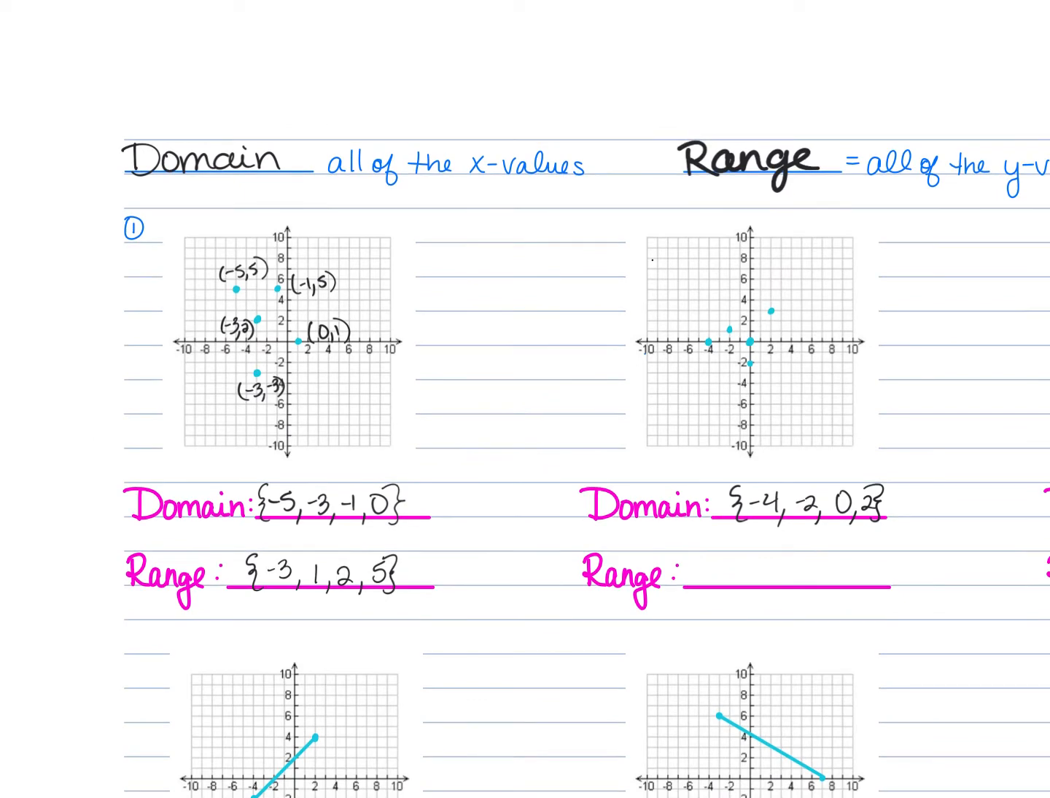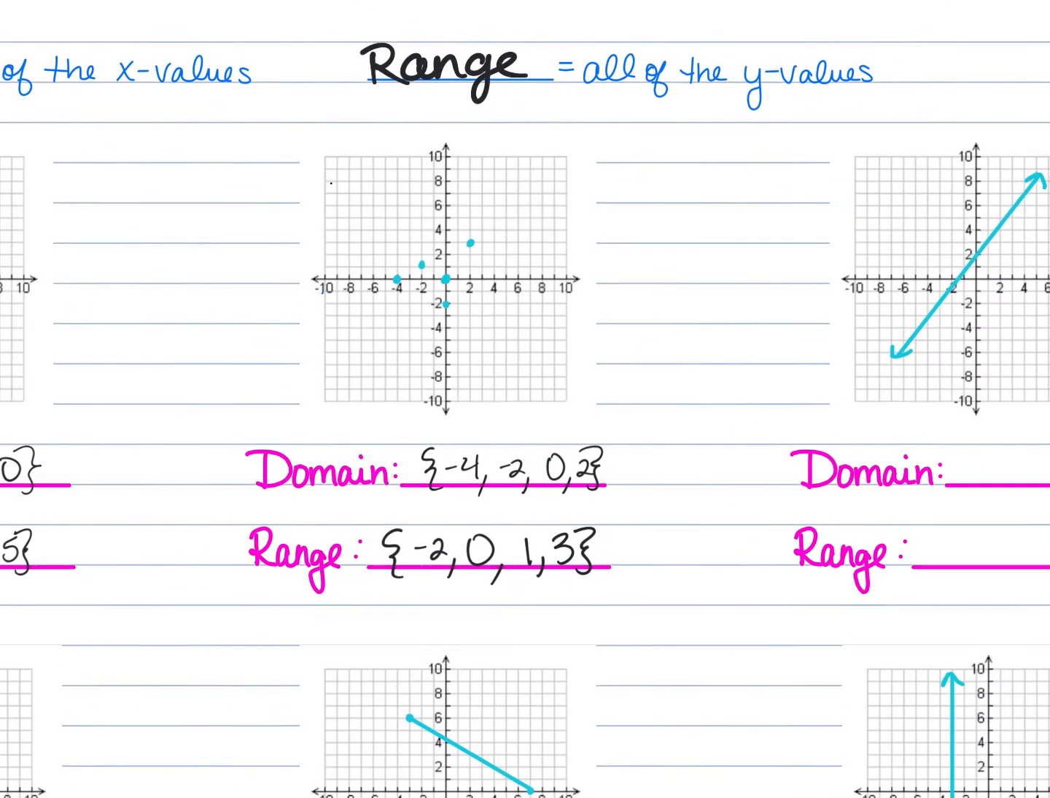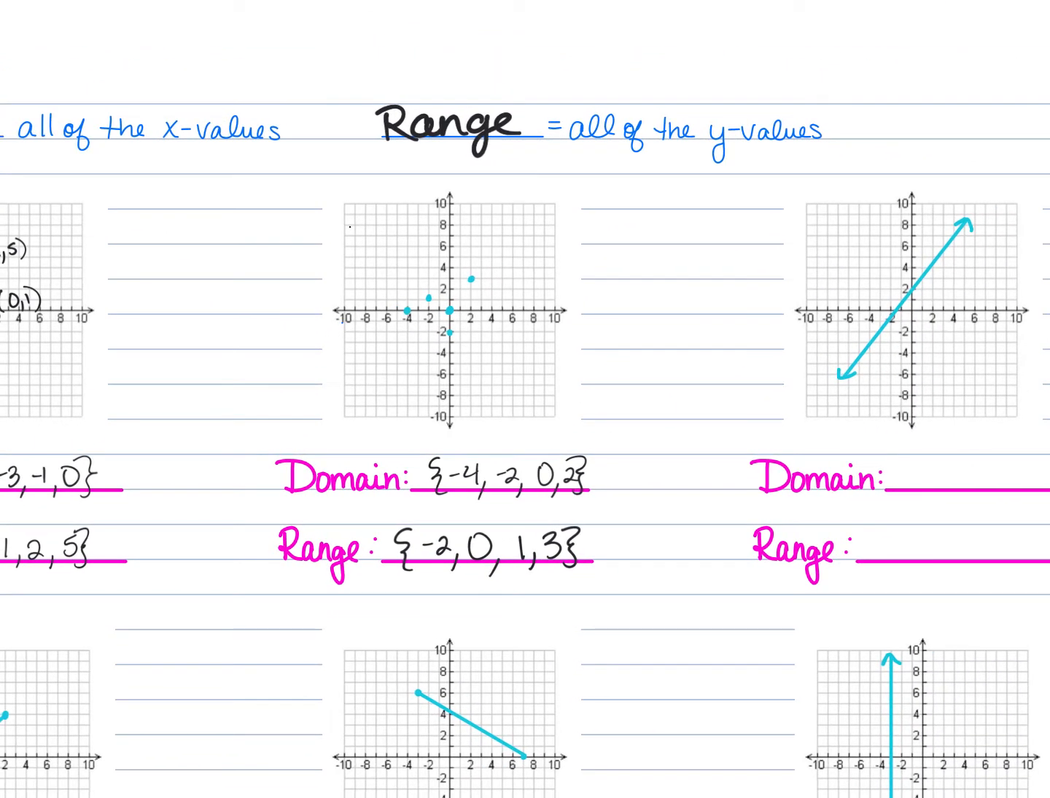If it helps you, go ahead and write it out like we did on the other ones, but I'm just trying to save a little bit of time because I know this video is going to be long as it is. Range. Range is the y values. What is the smallest y value? Well, that would be right there at -2. And it looks like 0, 1, and 3. Okay, so the next one.